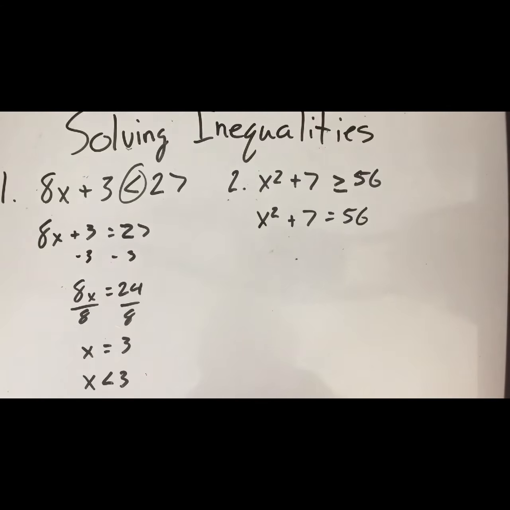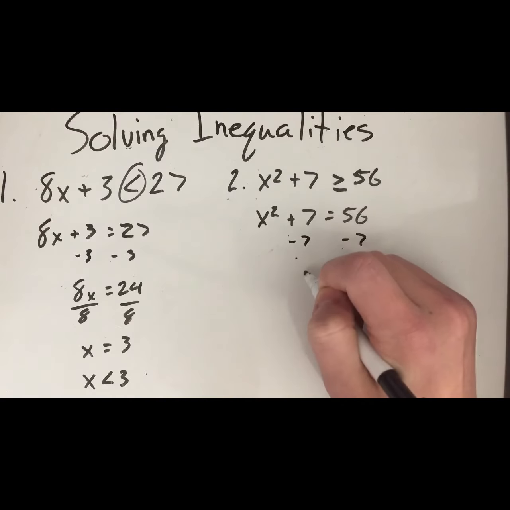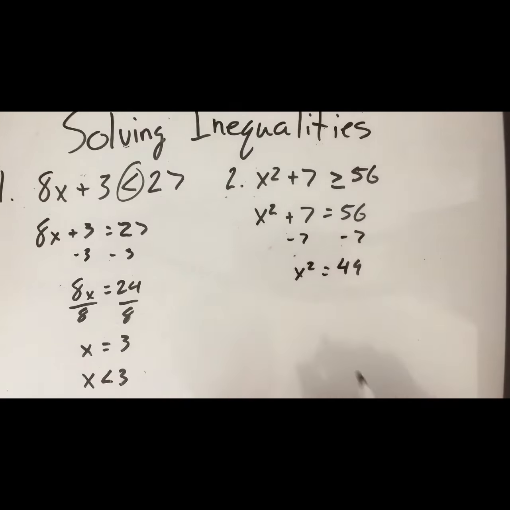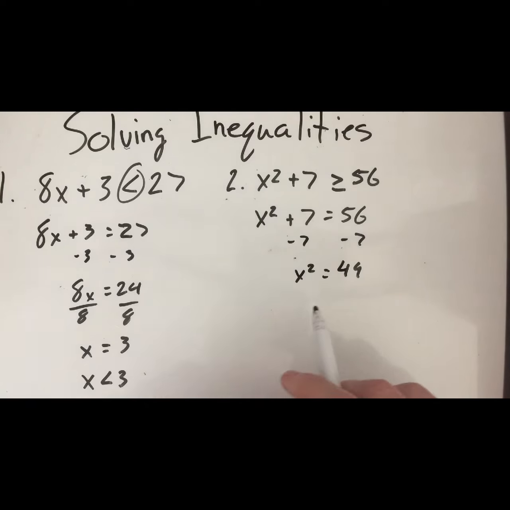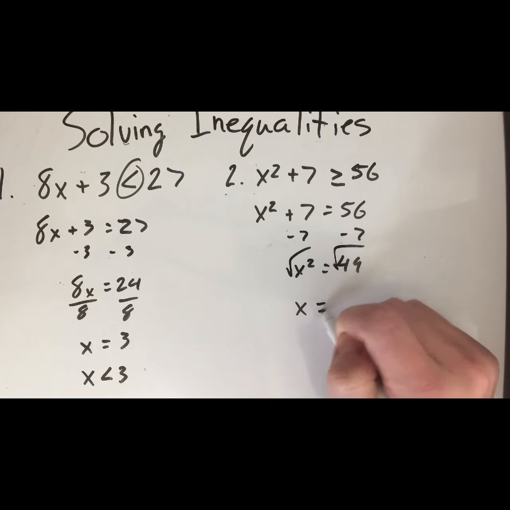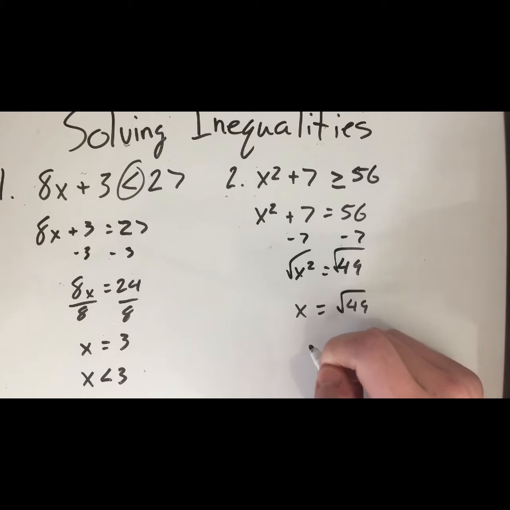Alright, you got your equal signs in there. Now you want to solve minus 7, x squared equals 49. Now remember, to get rid of an x squared, what you do is you take the square root of both sides. So square root. You're left with x is equal to the square root of 49. You type that into your calculator, you know x is equal to 7.